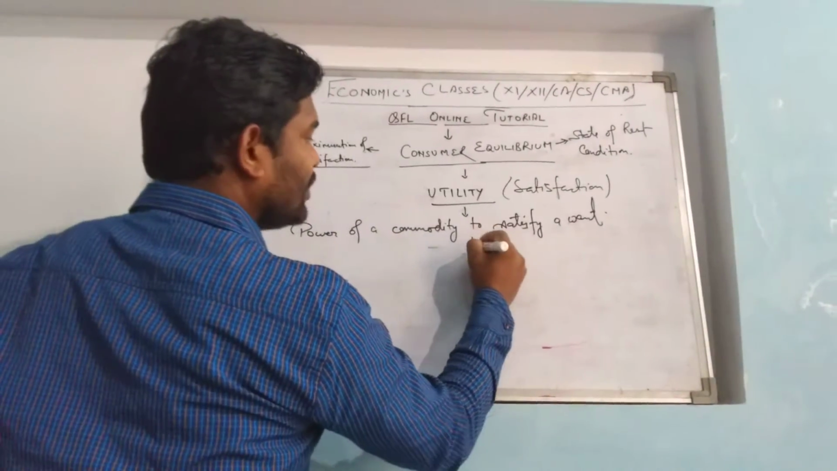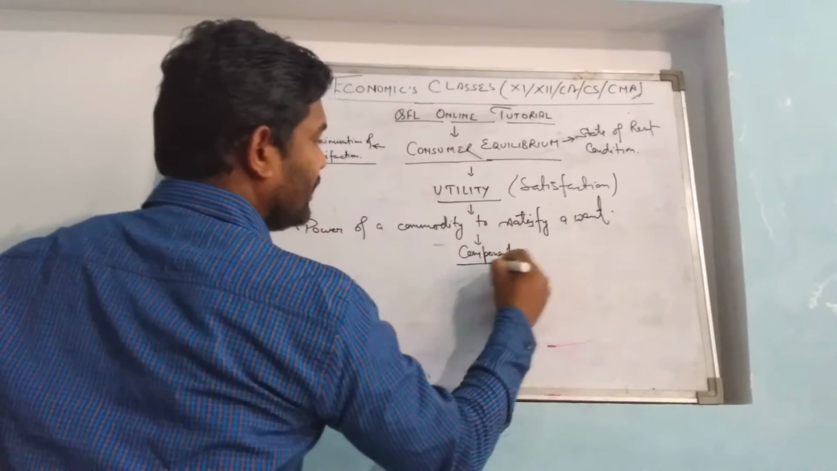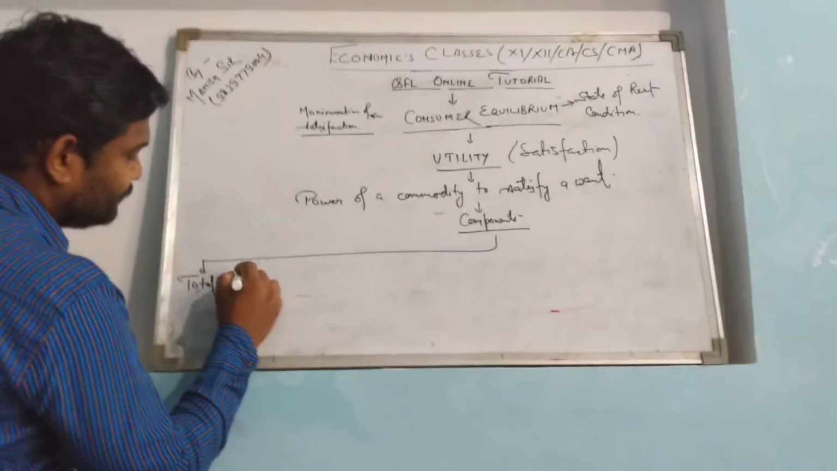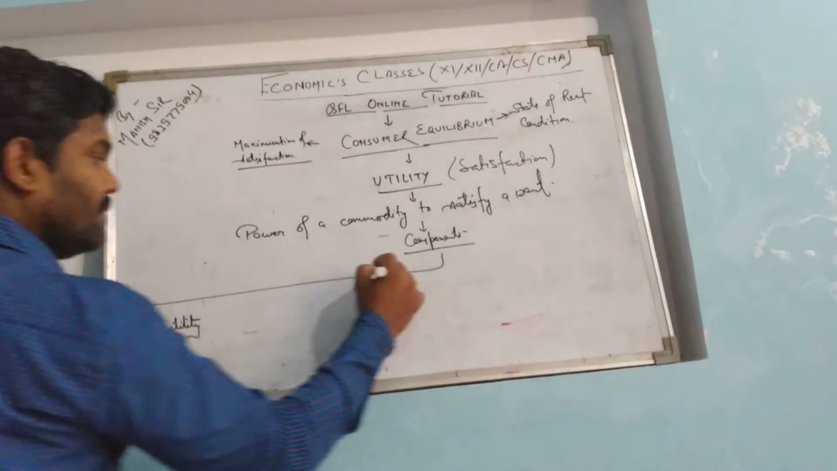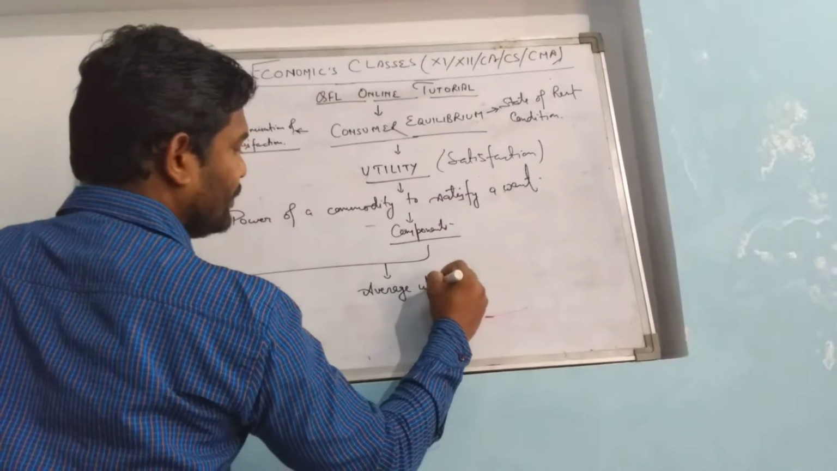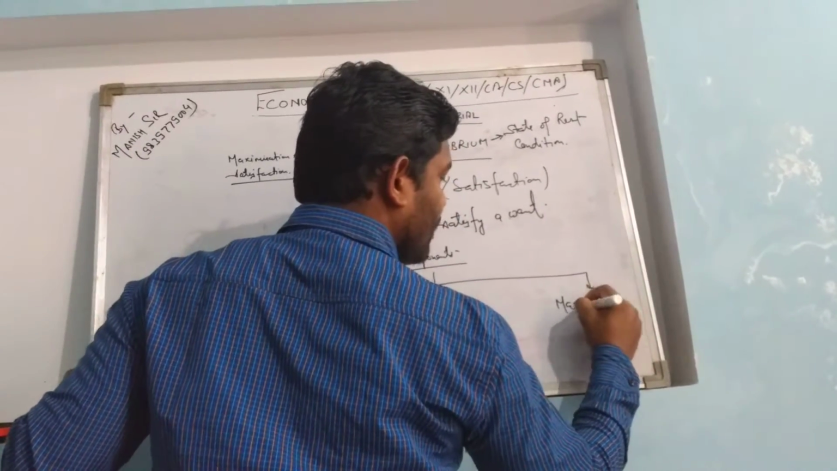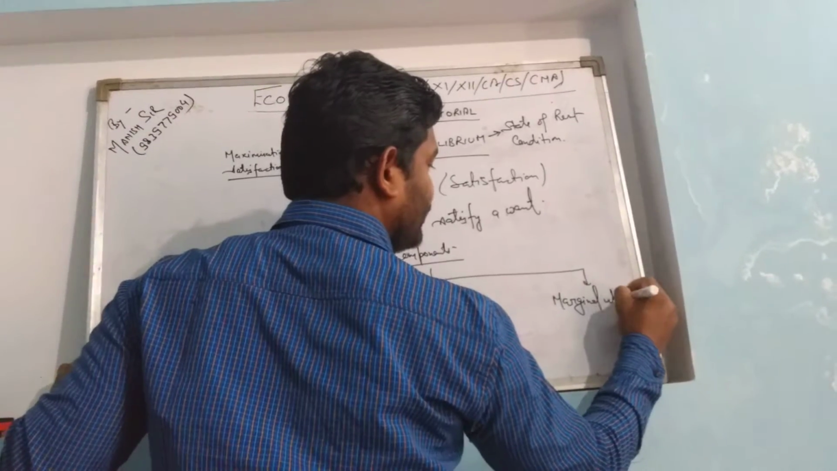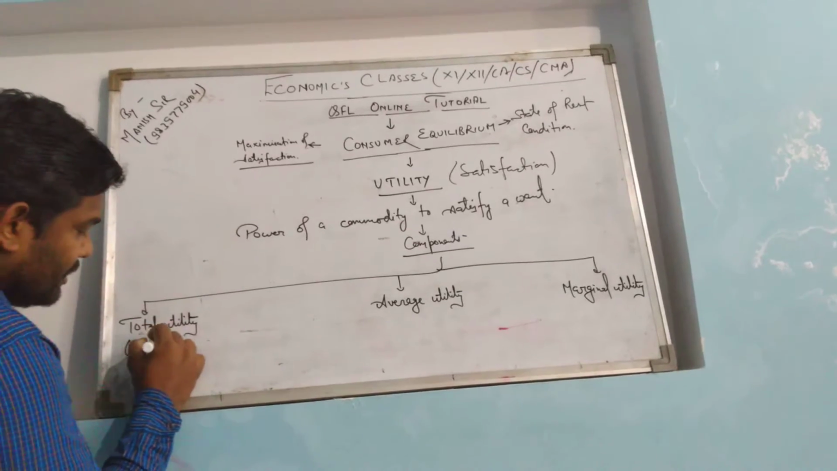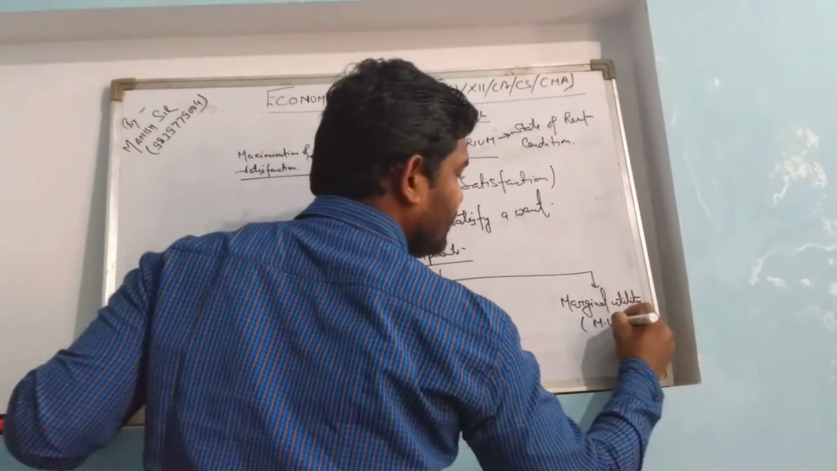Now, there are three components of utility. How many components of utility are there? There are three components of utility. Number one is total utility. Number two, average utility. And number three, marginal utility. Total utility, average utility, and marginal utility.